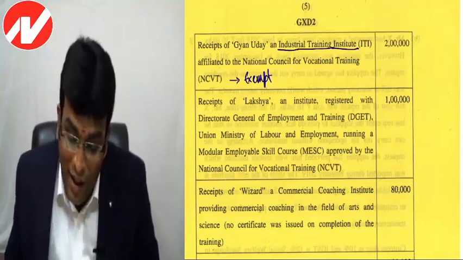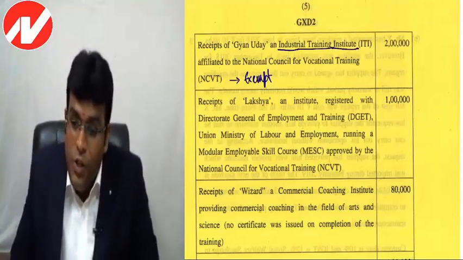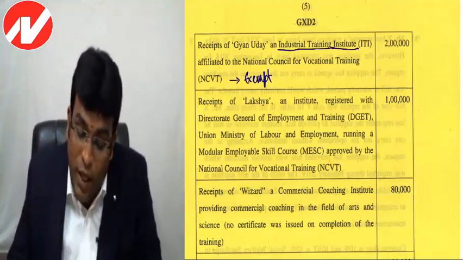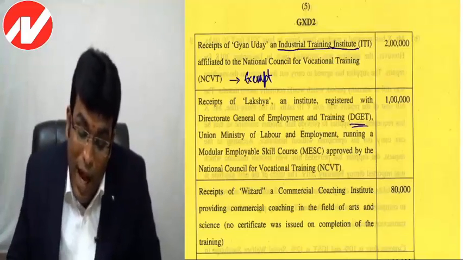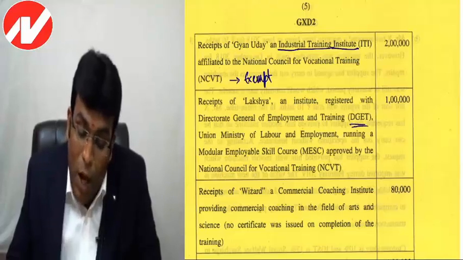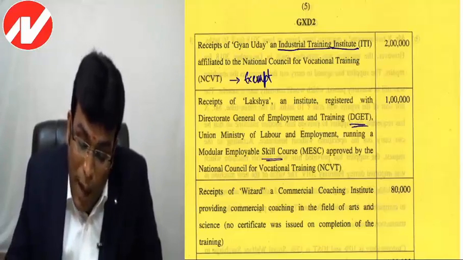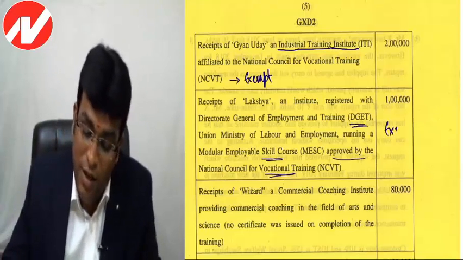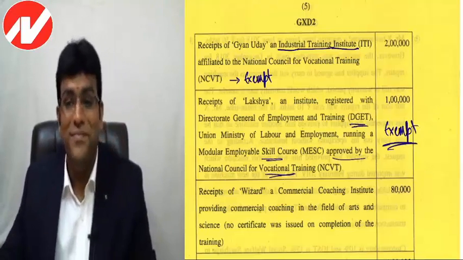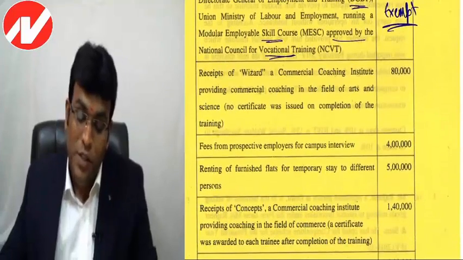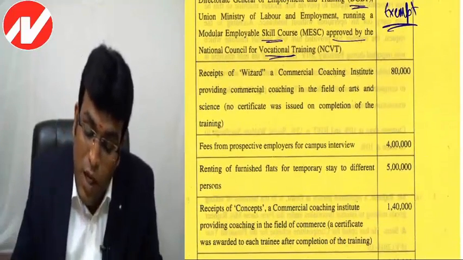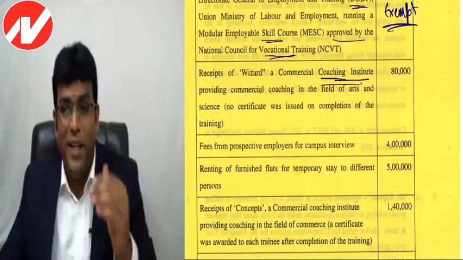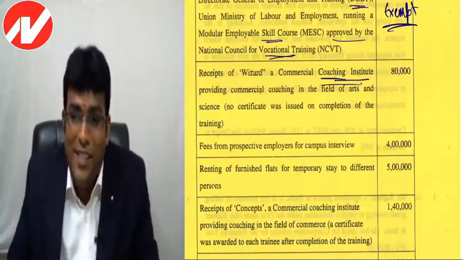Then receipts of Lakshya, an institute registered with Director General of Employment and Training under Ministry of Labour and Employment, running a modular employable skill course approved by National Council for Vocational Training. Finish. This also becomes exempt. Then receipts of Wizard, a commercial coaching institute providing commercial coaching in the field of arts and science.